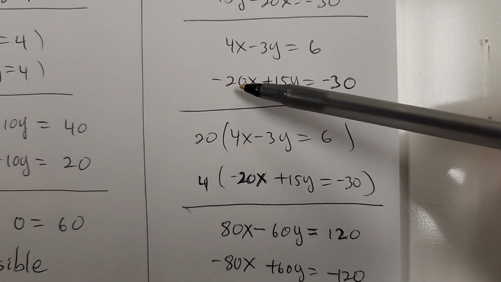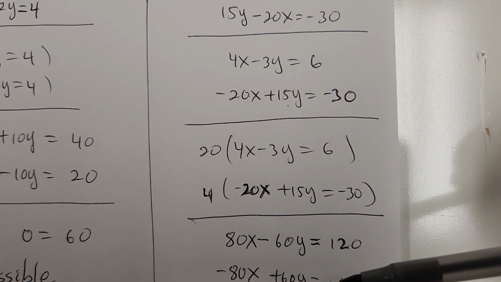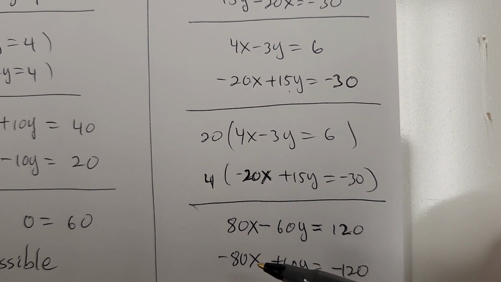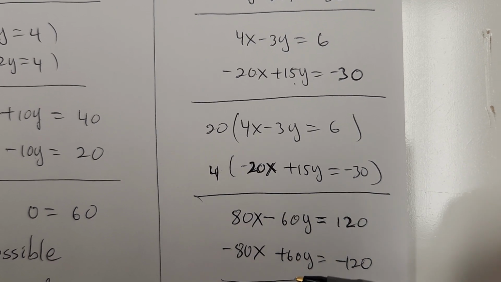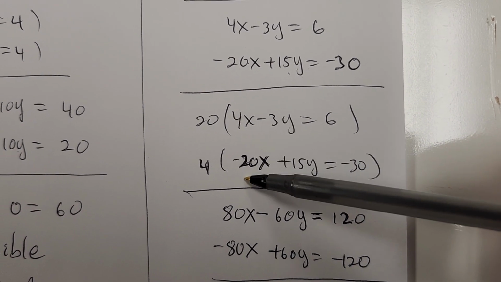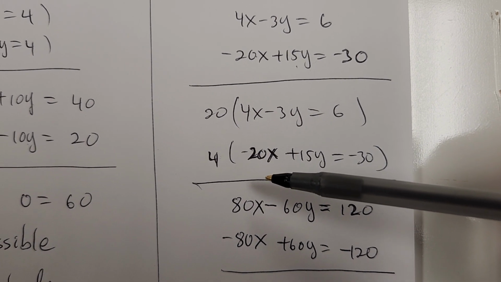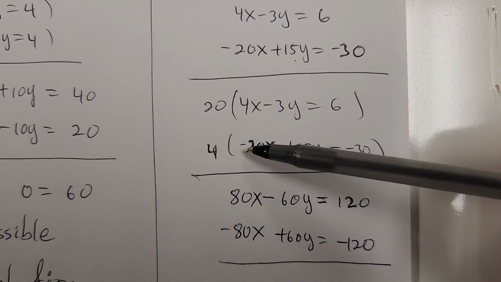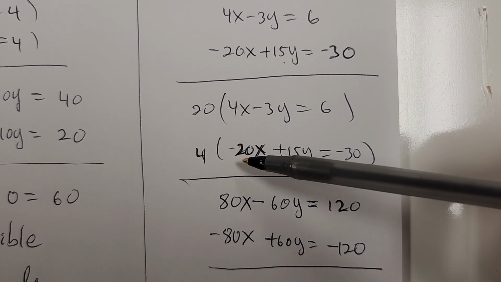Now if you look carefully here, 4 and 20, they are not the same number, so I borrow. Borrow the 4, put it in the bottom. Borrow the 20, put it on top. Next they have opposite signs already. This is positive, this is negative, so there is no need to put an extra negative in.